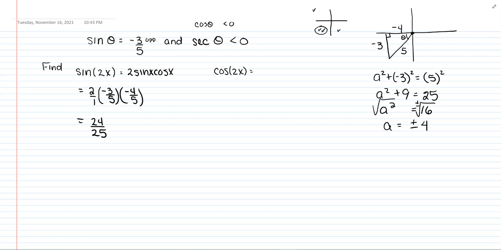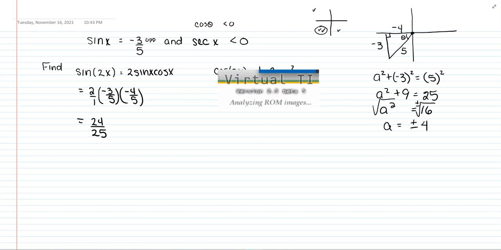Cosine 2x, and again, you can use any formula, any of those three formulas. I'm going to go back to 1 minus 2 sine squared x, because I know for sure sine x in this problem is negative 3/5, so I can just plug that directly into the formula without bothering with my triangle here. 1 minus 2 times negative 3/5, and you just have to remember to square it in your problem.